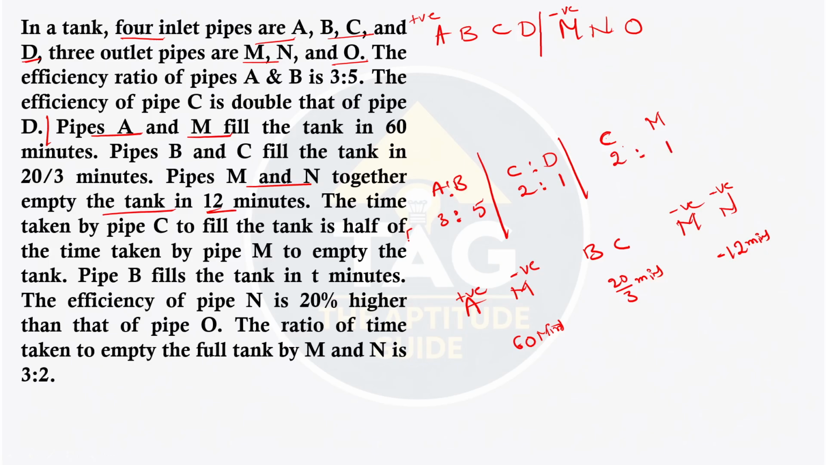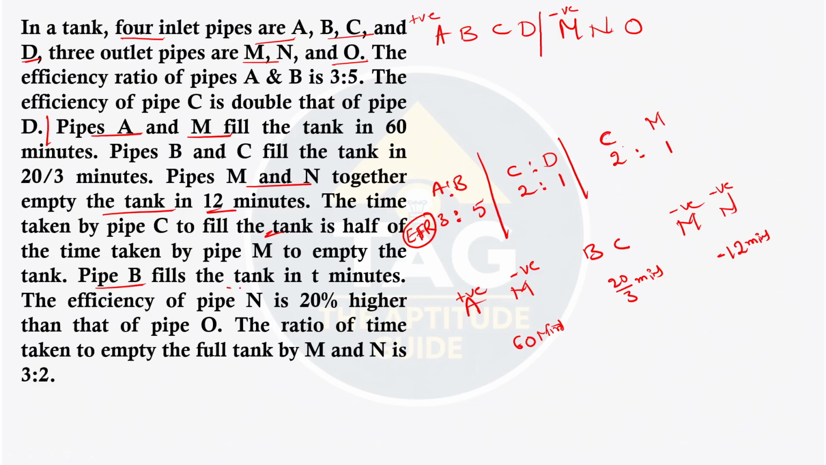All the things that we have written here are efficiency ratios. The efficiency ratio of A and B is 3:5. The efficiency ratio of C and D is 2:1. The efficiency ratio of C and M is 2:1. So I understood that the efficiency of D and M are the same. Let us see how this is going to help us now.